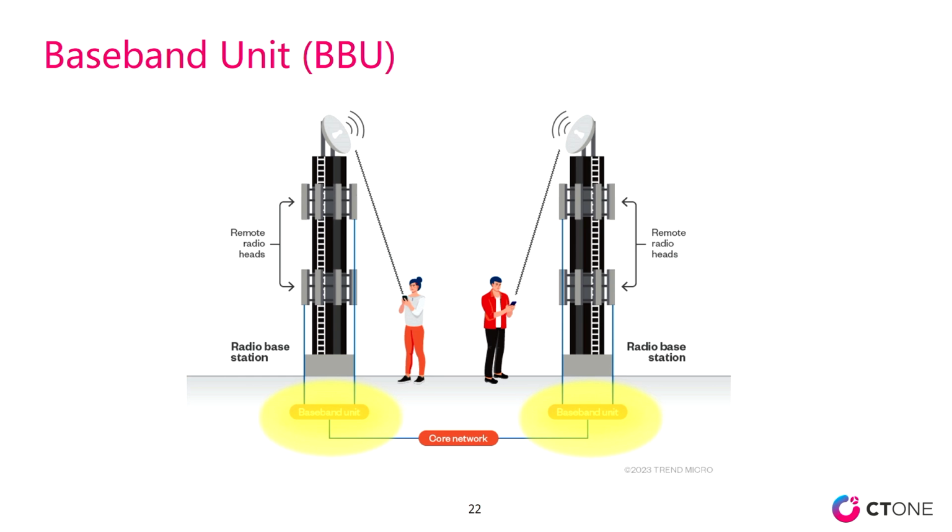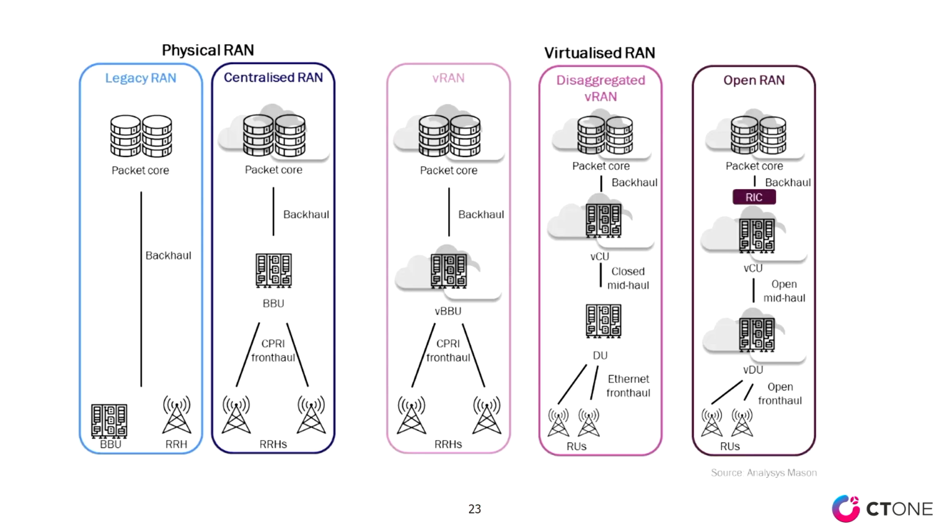Baseband unit. Now, baseband units have evolved. Originally, the baseband unit was co-located with the radio tower, but then the baseband unit moved far away from the radio tower, maybe to the back-end office. And when it comes to virtualized RAN, the first thing is the whole baseband unit is virtualized. And the next step is that it was disaggregated. That means the baseband unit was divided into CU, the central unit, and DU, the distributed unit.